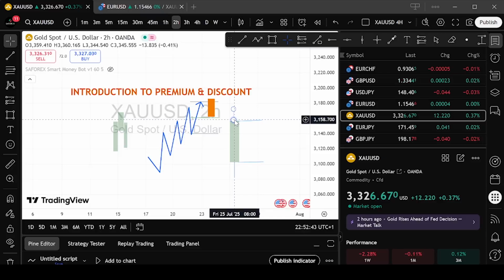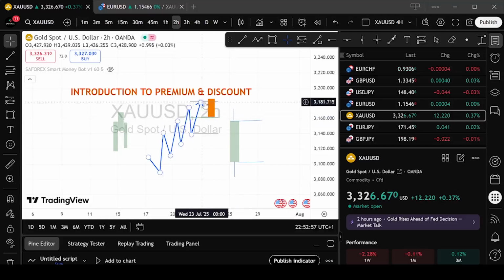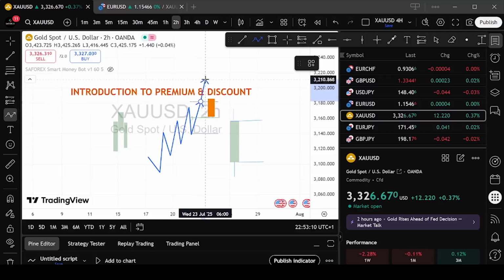Now in a bullish market, that means when the market is going up, you want to look for a buy. You don't buy when price is in premium. That means anything above this 50%, even if you know that price is still going up, you don't buy. That's why I said that in most cases I don't do buy stop.